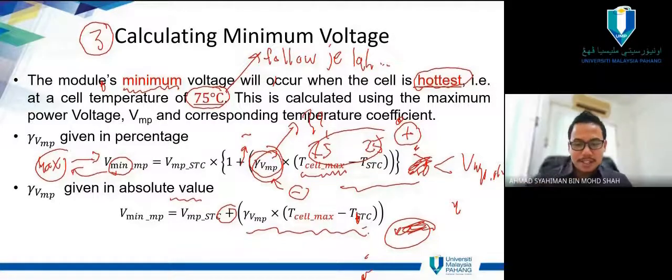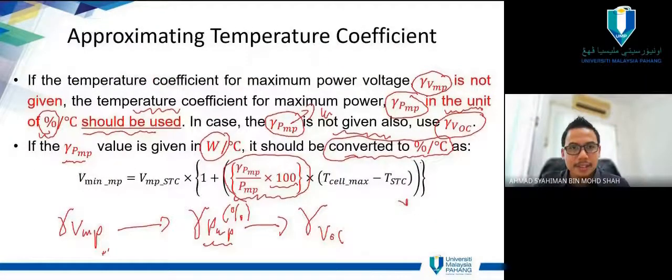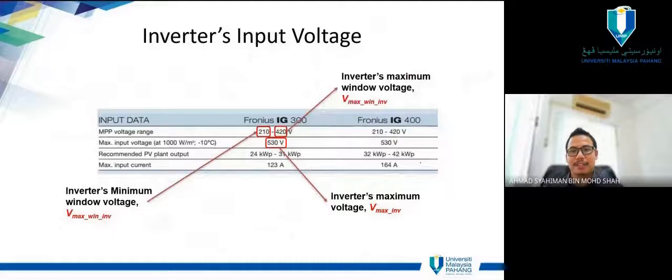Okay. Itu yang untuk bahagian voltage lah. Bahagian voltage for the PV module. Okay, PV module side. Okay, we move forward. Now let's go to the inverters part. Okay, inverters part lah. So inverters input voltage. What is the inverter input voltage?